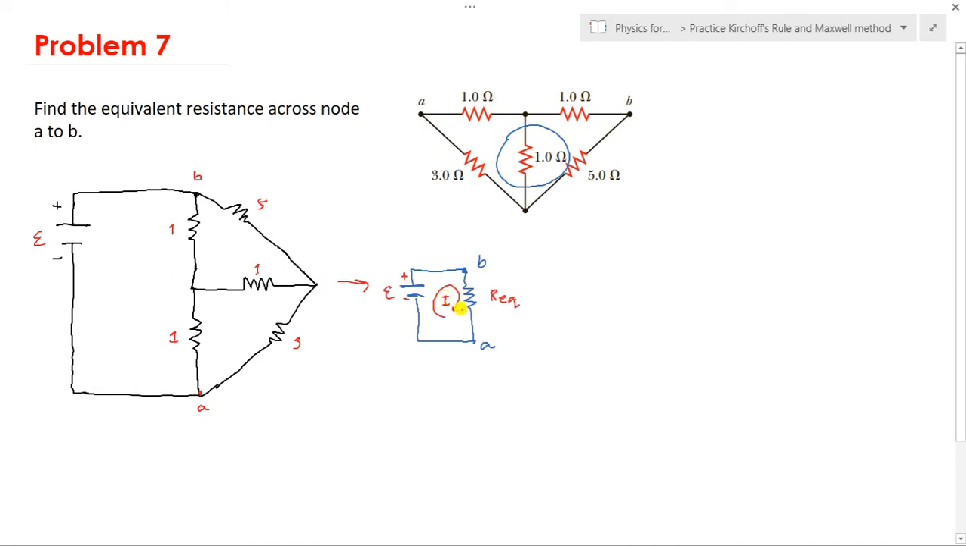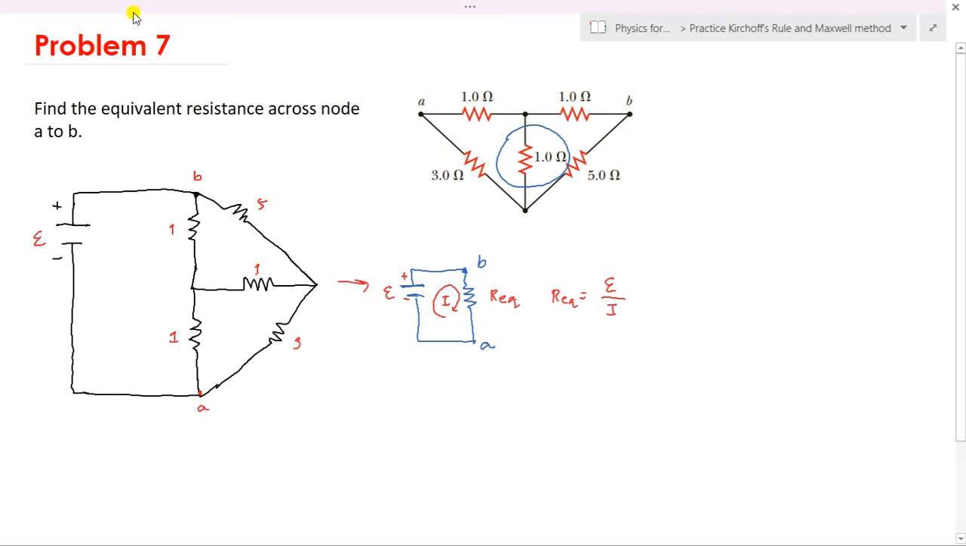And if we have that, the expression for the equivalent resistance would be R equivalent is equal to the voltage at the source all over the current that passes there. Okay? E over I. So if we have an expression E over I, that would be the value of our equivalent resistance. We need to find it.